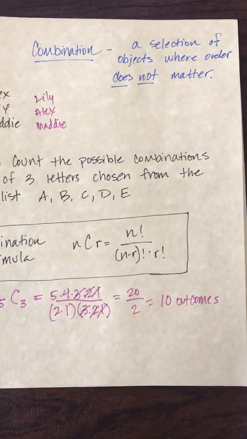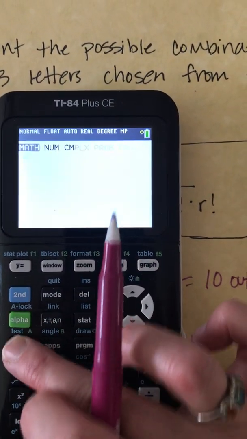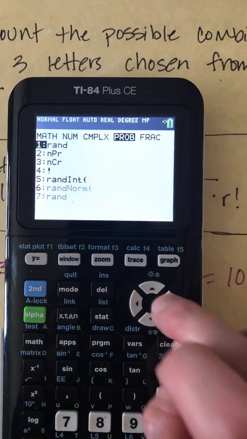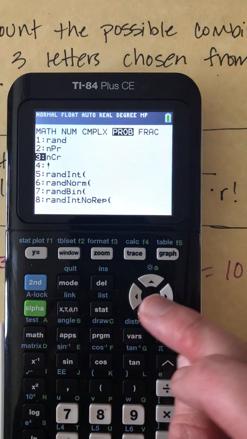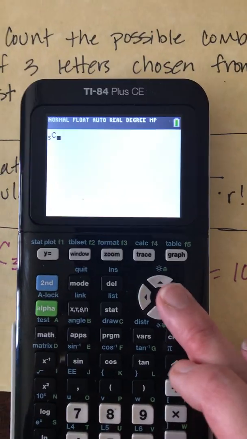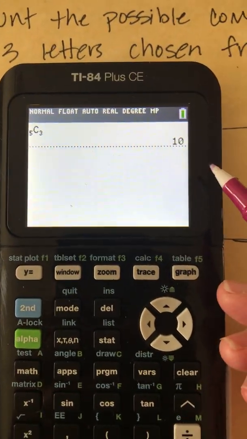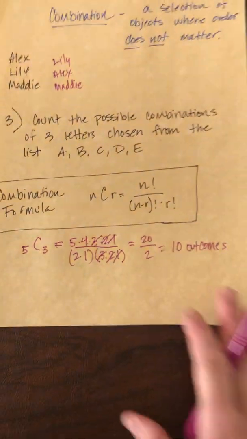I just want to show you real quick how to do this on your calculator. Same as the permutation, you're going to find that math button. You're going to arrow over to probability, but this time you're going to pick combination, which is option 3. And so we did 5, and we did 3, and notice my outcome is 10. So you don't have to have a calculator for this.